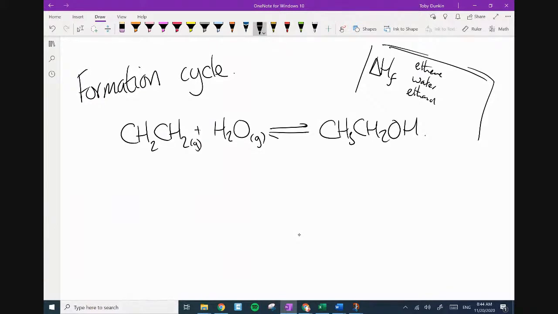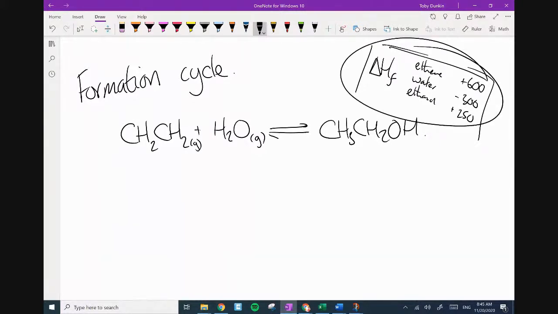Formation of ethene, I don't know, plus 600. Minus formation of water, minus 300. Doesn't really matter. Formation of ethanol is plus 250. I'm making these numbers up. If they give us that, then immediately we know how to build a cycle.